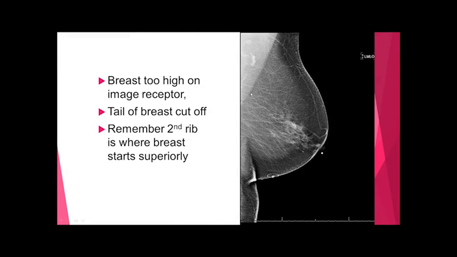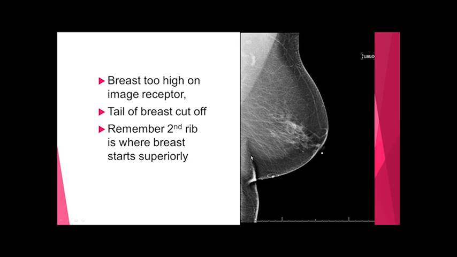So let's talk about the breast too high on the receptor. So you're going to go to the center of the image, draw an imaginary line, and this needs to be 2 centimeters above the nipple or so. And this is only about 1 centimeter. What's that telling me? They cut off the top of the breast. They cut off the tail of the breast, which many times we have seen breast cancer up there. Remember, the second rib is where the breast starts superiorly, or at the clavicle. So the top of the breast is cut off.